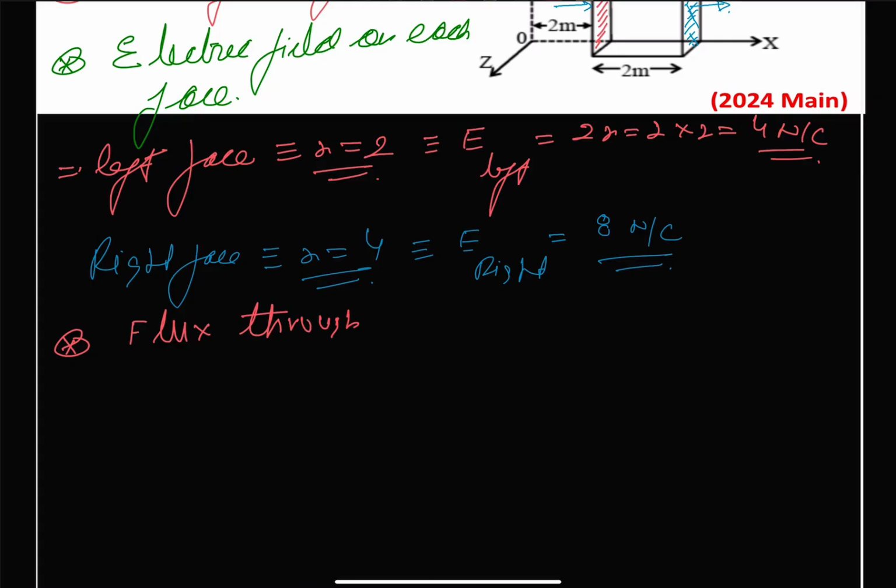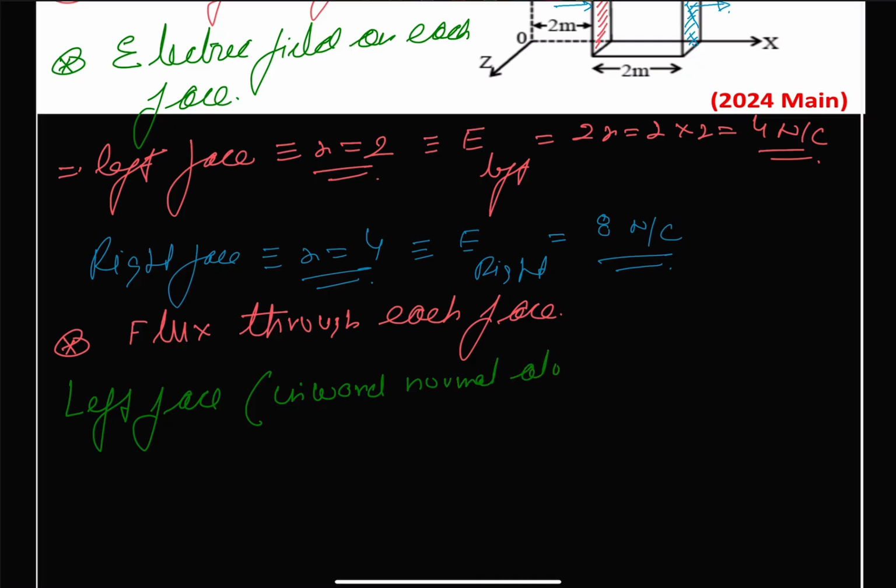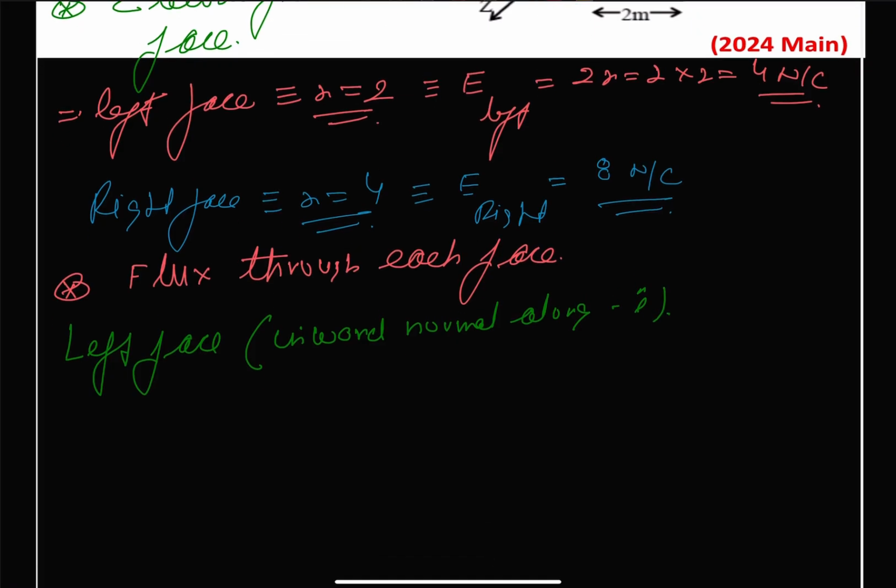Flux through each face. First we come to the left face, so we can say it is inward normal, along minus I. So we get our flux left is equal to our electric field, and we have here minus of I unit vector, and the area. So this comes as minus of 4 and area is 4, giving us minus 16, and this we have Newton meter square per coulomb.